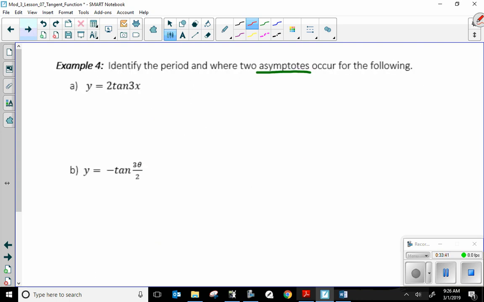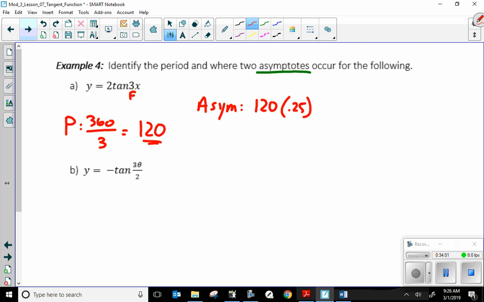Okay, identify the period. In order to find the period, I need to take 360 and divide it by my frequency, which happens to be 3. That's 120. Okay? Now, that's my period. So to find my asymptotes, I take my period and multiply it by 0.25. That's the first one. And I take that period and multiply it by 0.75. Well, this is going to end up being 30. And this is going to end up being 90. So my 2 asymptotes for this would occur when x is 30 and when x is 90.